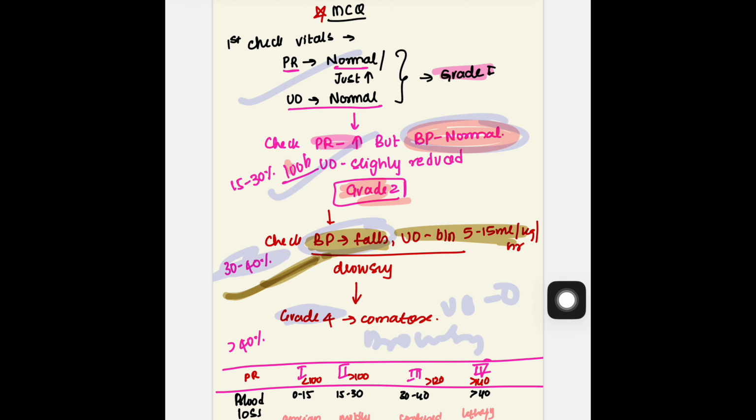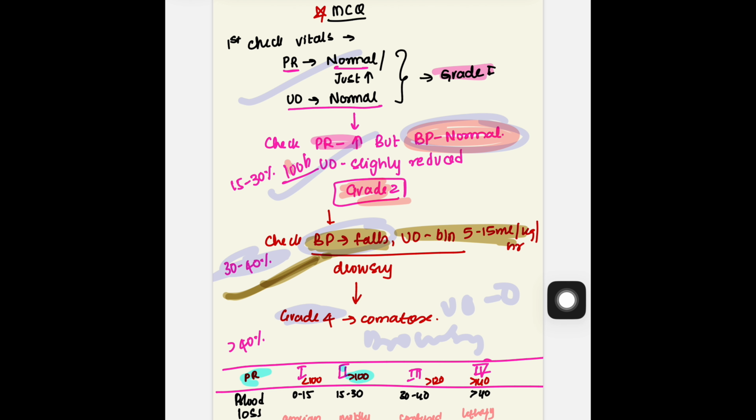See how I have depicted the same thing in the diagram. Pulse rate starts increasing, grade 2. See, BP starts falling in grade 3. Pulse pressure starts falling in grade 2. Urine output almost nil in grade 4, but it significantly falls in grade 3. Respiratory rate almost keeps on increasing.